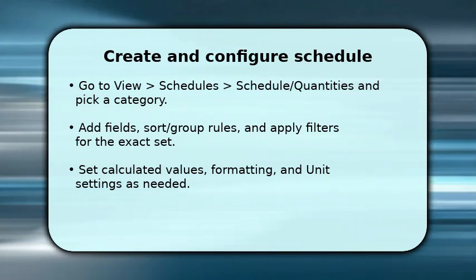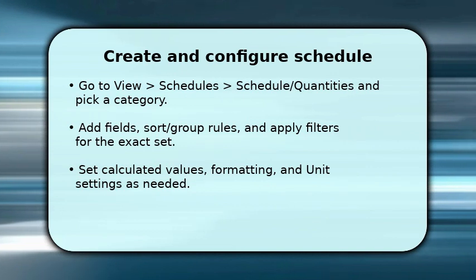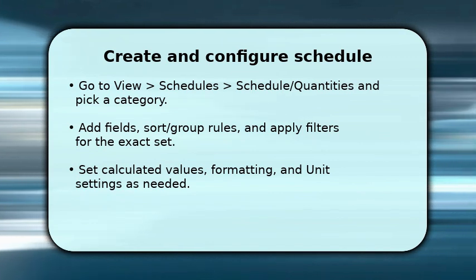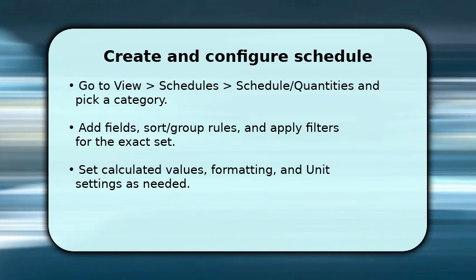Next, add the fields you need. Choose keys like type, count, length, or area. Once fields are in, configure sort/group rules and apply filters so only the intended items appear. Make calculated fields where needed and adjust units and formatting. This controls how data aggregates and displays. Take a quick look at the preview to confirm.